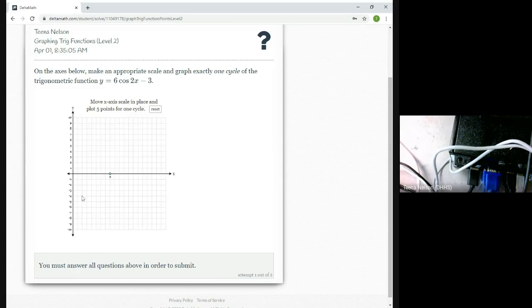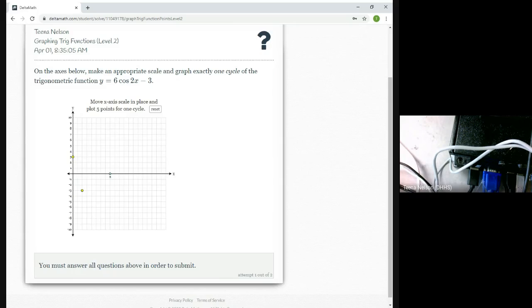So remember, my midline's down here at negative 3. And a cosine curve normally starts at a max. So I'm going to go up 6 from negative 3. So 1, 2, 3, 4, 5, 6, put a point. Then I'm going to move over 2 spaces. And it's now going to be on my midline. So here's my next point at negative 3.